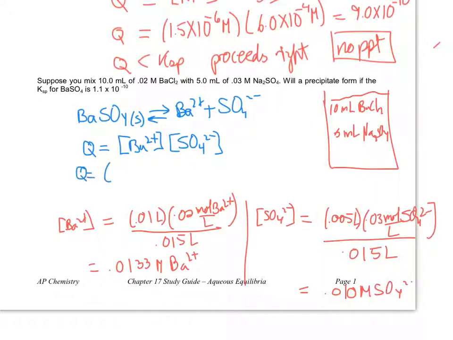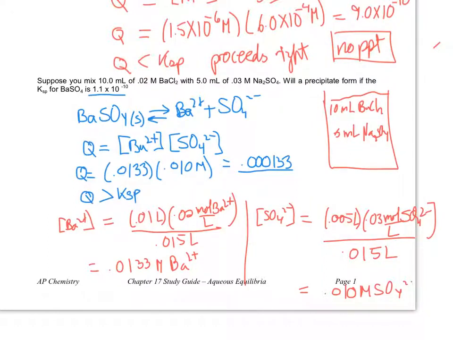So my barium ion concentration was 0.0133 molar. My sulfate is 0.010 molar. Hopefully you can do this without a calculator. It's 0.000133, which, I mean, you can already tell that it's larger than my K.